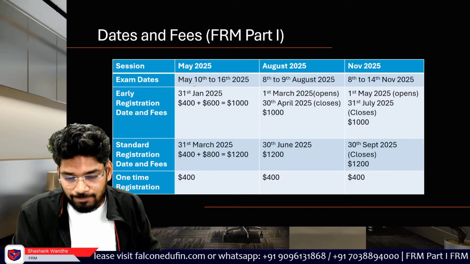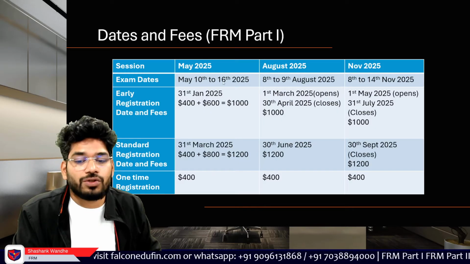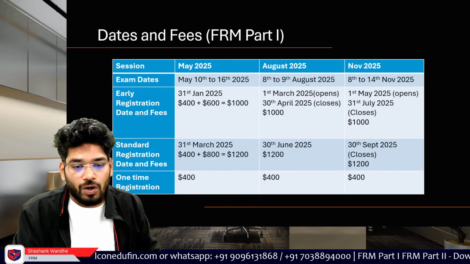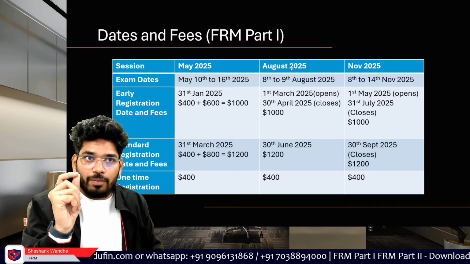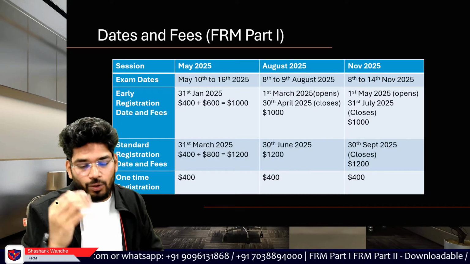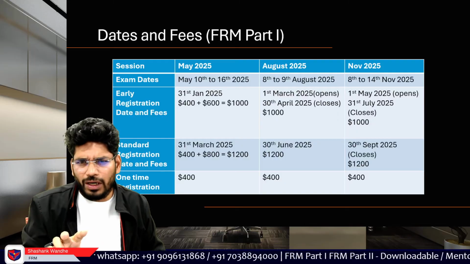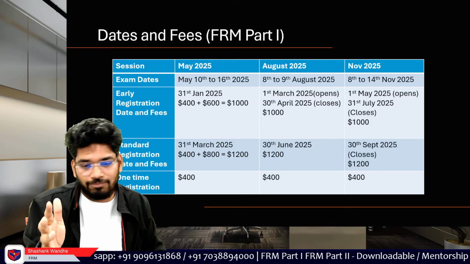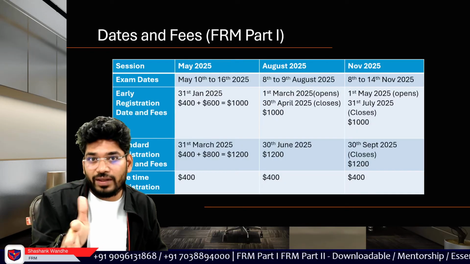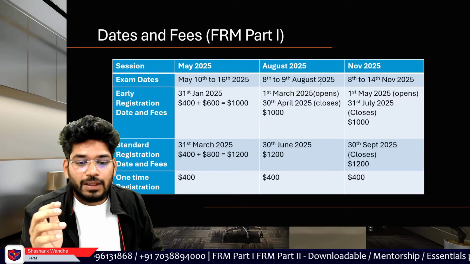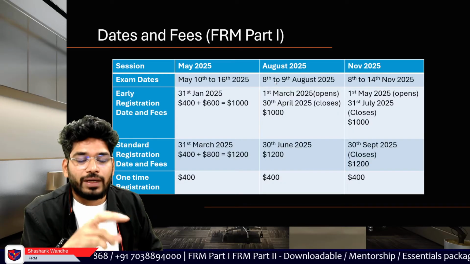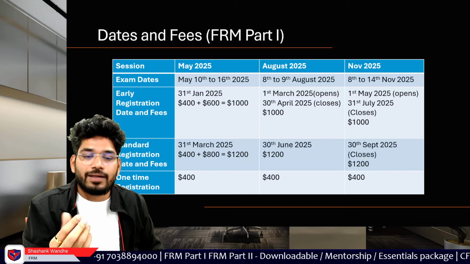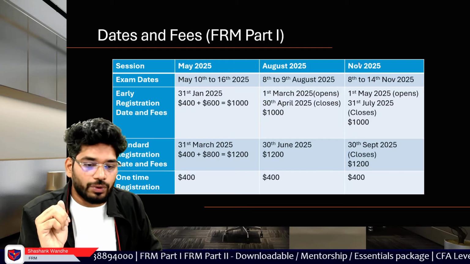So for May, the schedule is May 10 to 16. Then we have 8th to 9th August for the August window. Remember, for August, it is a very small window. This is a newly introduced concept, only one or two sessions. It started from 2023, if I'm not wrong. That's why here we have only two dates, as very few candidates appear for the August session.